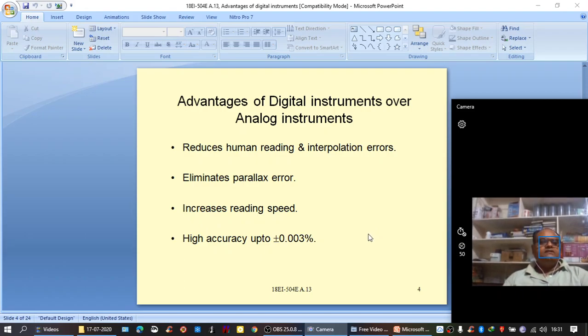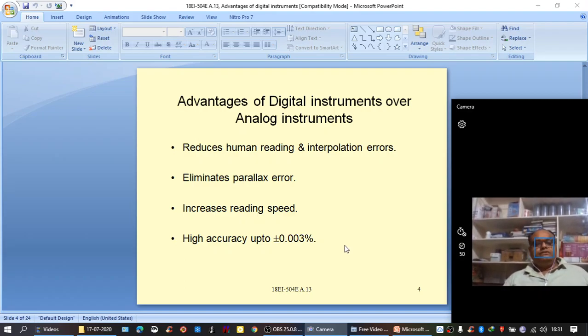That is because the reading is available directly. You need not note down which subdivision the pointer is pointing towards, or where it is showing in between two subdivisions. All these interpretations we need not make. Straight away we can note down the reading. And high accuracy up to plus or minus 0.003%.